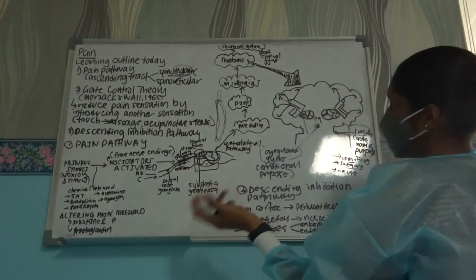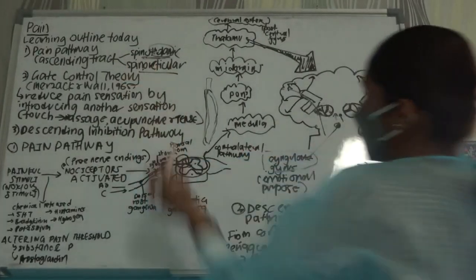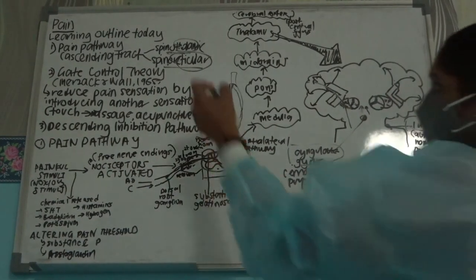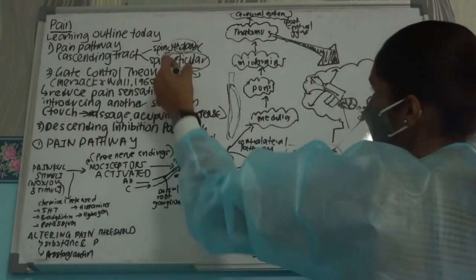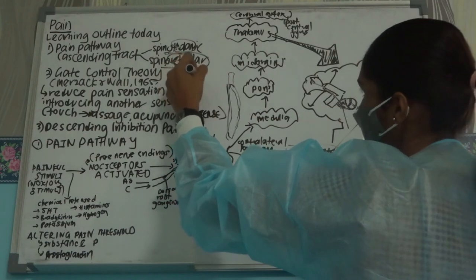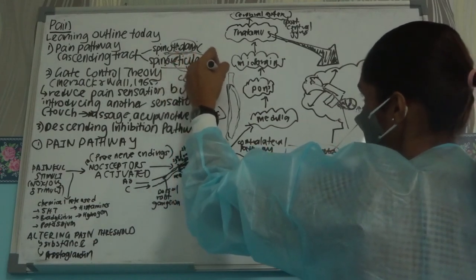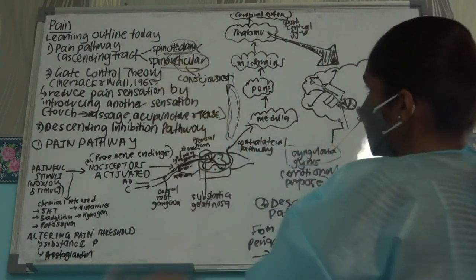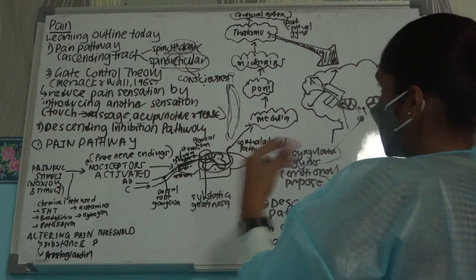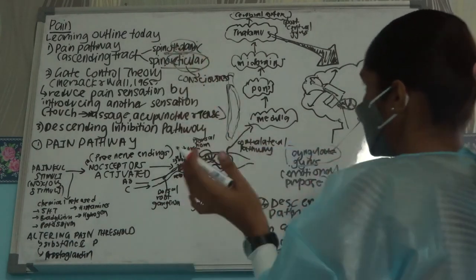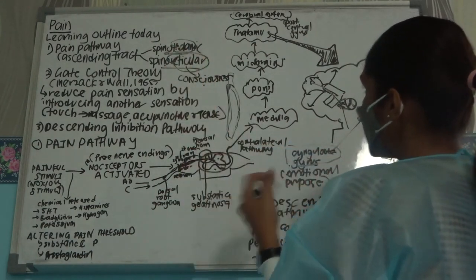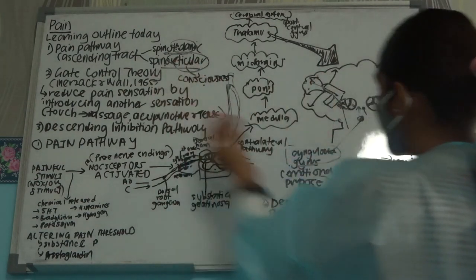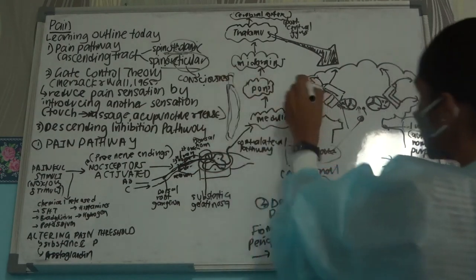How about the spinoreticular? What is reticular? Basically it talks about consciousness in our body, consciousness in our brain. When there is a pain, the reticular formation will be activated. When the reticular is activated, it will pass the message to the thalamus, that is called the spinoreticular. Not to the thalamus, sorry, to the cortex.